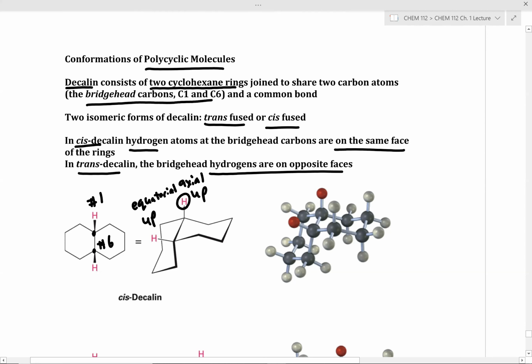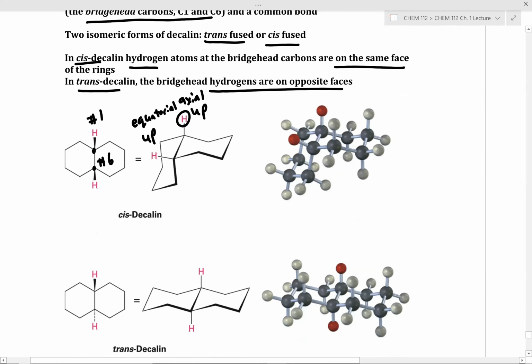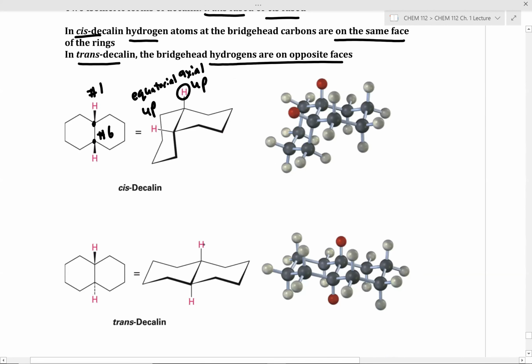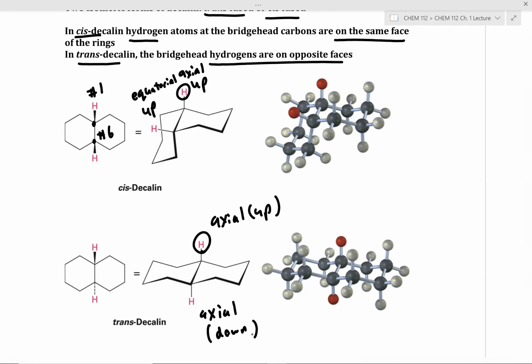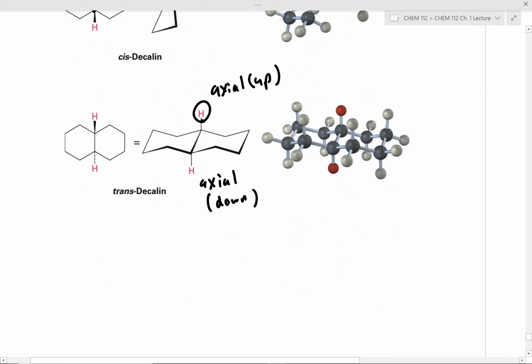Okay, so we're still following the typical rules for our cyclohexane ring systems. And if we compare this to our trans-decalin, we have a hydrogen that is axial pointing up, and the second hydrogen on our bridgehead is axial pointing down. Okay, now, it may not be readily apparent, but just like any of our normal cyclohexane systems, decalin systems can also undergo a ring flip.